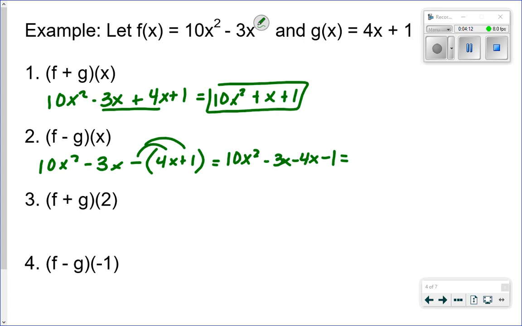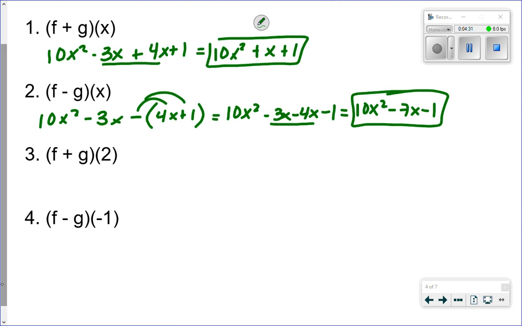And then I need to simplify. Negative 3x minus 4x is going to be negative 7x. And then check and make sure everything's put together that can be, and it's in descending power order. So that problem is finished.